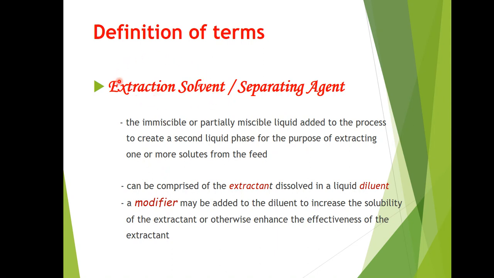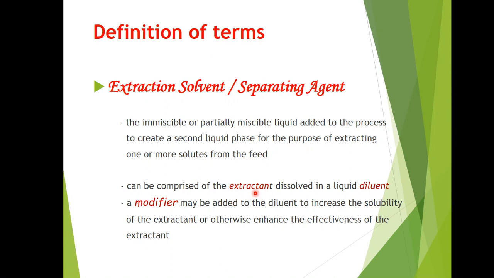It is being added into the feed, that way it will be able to separate the component or components present in it. So it's the extraction solvent. It's different from the carrier solvent of the solute in the feed. Extraction solvent or separating agent. Now, if the feed has two components, the solute and the carrier solvent, we also have basically only two components in the separating agent or in the extraction solvent. These two components are the extractant and the diluent.